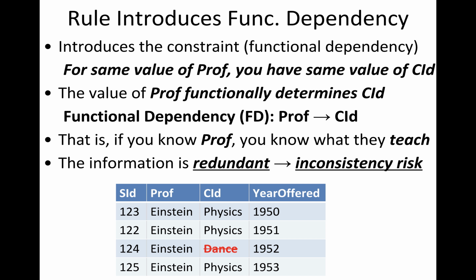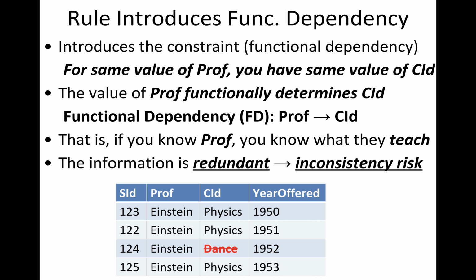If you know the professor, you definitely know the course. But notice that these two are not primary keys. The primary key is this one over here. If you know the professor, presumably you would know the course, because they can only teach one course. You know that Einstein can only ever be teaching physics. They can't be teaching dance. It would be a violation of this rule if we allowed Einstein to be teaching anything other than physics. But there's no way for us to enforce this.